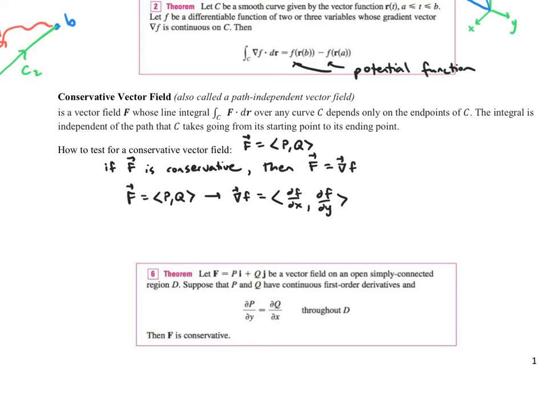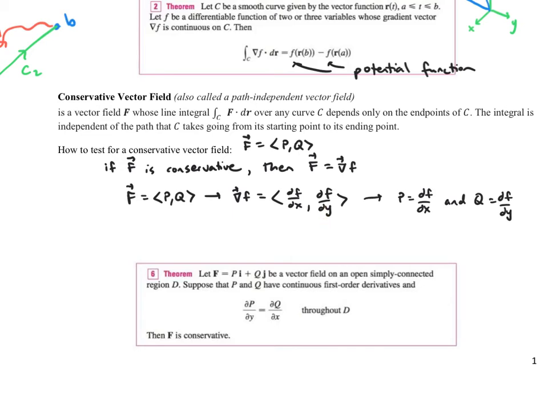What that means then is that the component P is equal to the partial of f with respect to x, and similarly the component q is equal to the partial of f with respect to y. So all this is saying is that if you have a vector f which is made up of p and q, and it is conservative, then these two components, p and q, are equal to the components of a gradient, which is the partial of f with respect to x, partial of f with respect to y.